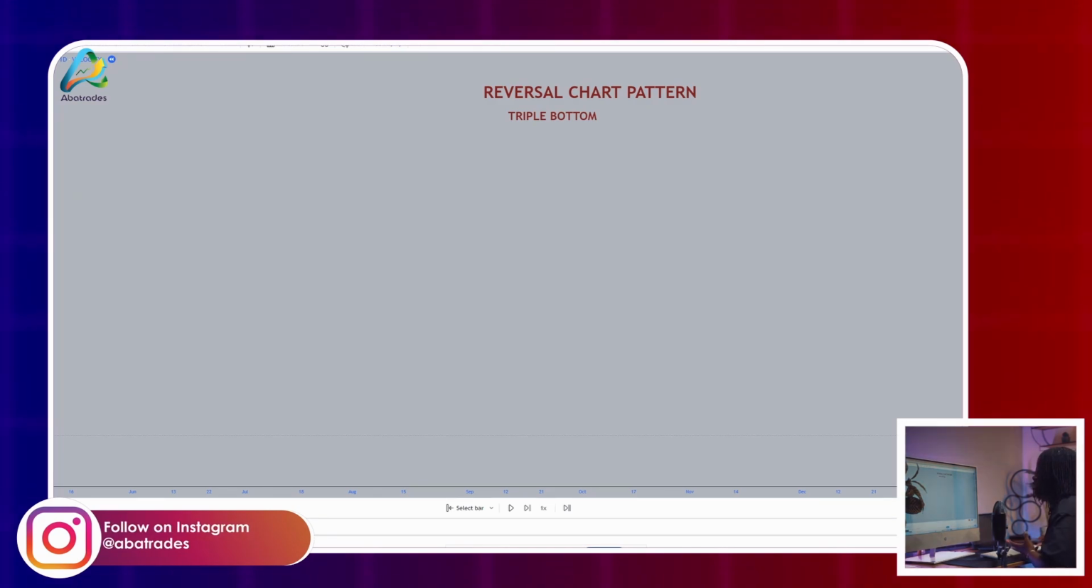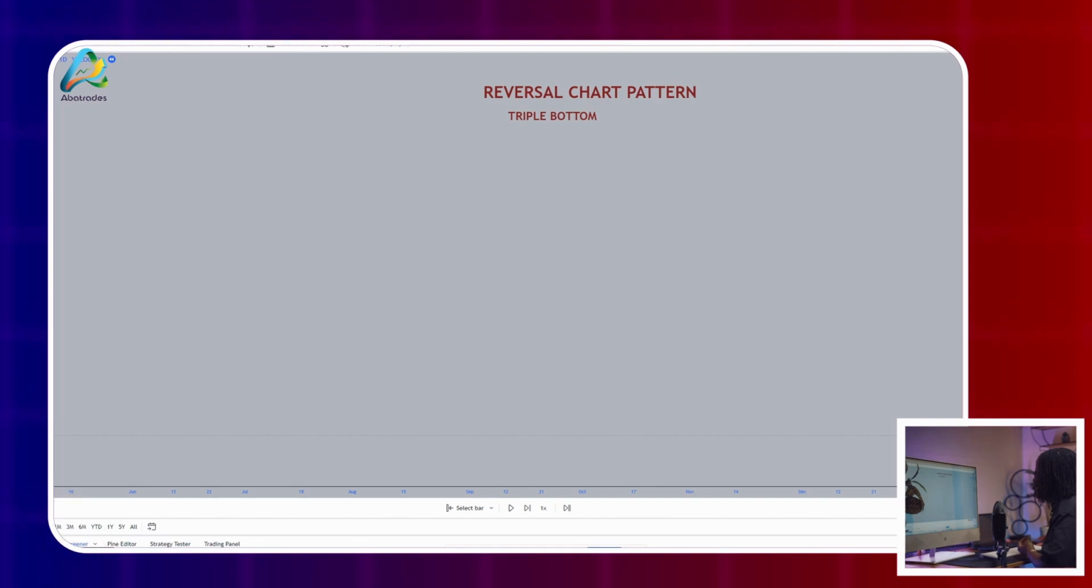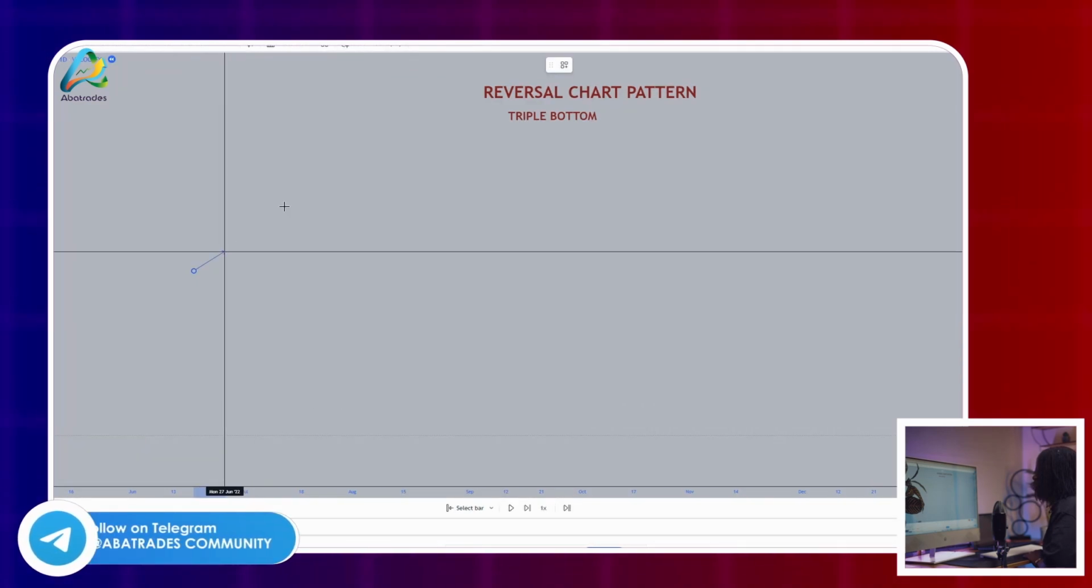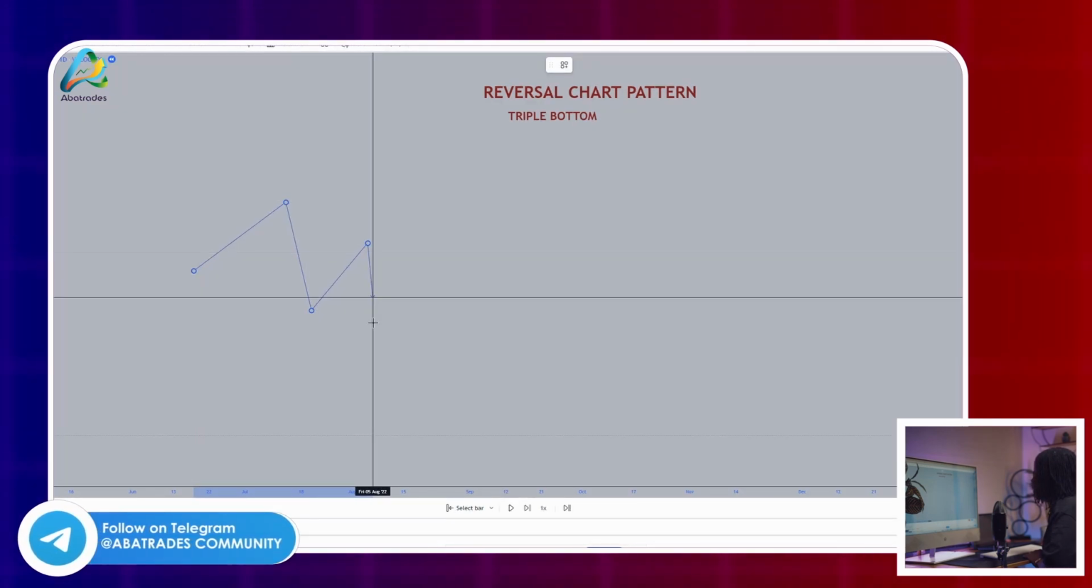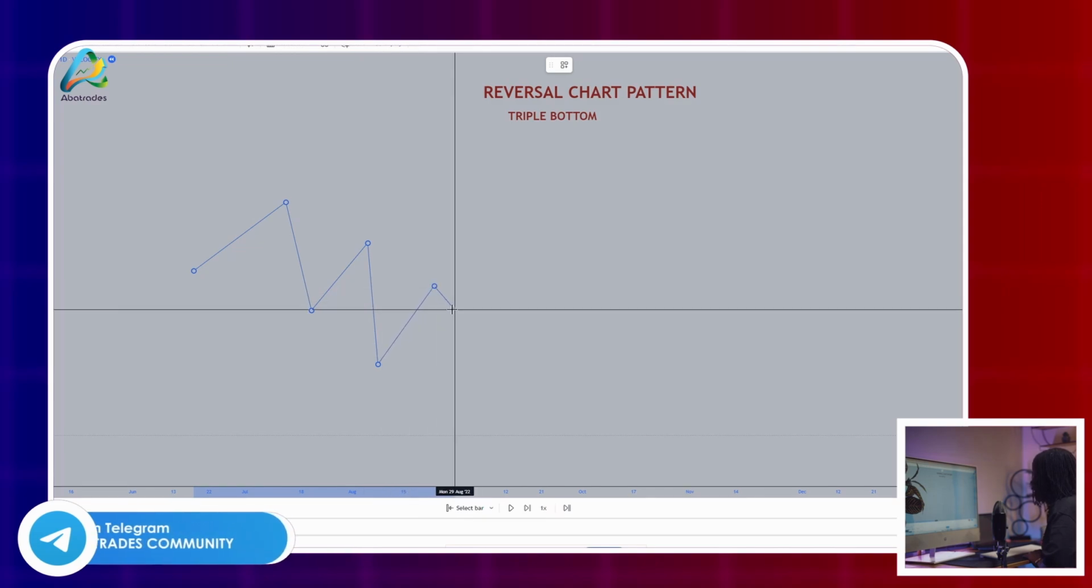Now the next one we'll be talking about is a triple bottom chart pattern, and this chart pattern is a bullish reversal chart pattern, and it indicates that there's likely bullish pressure to come into the market very soon. Now this usually starts as a downtrend where you have a series of lower highs and lower lows. So we have our lower highs here, we have our lower lows here, we have lower highs here, we have our lower lows here, we have lower highs here, then we have our lower low right here.